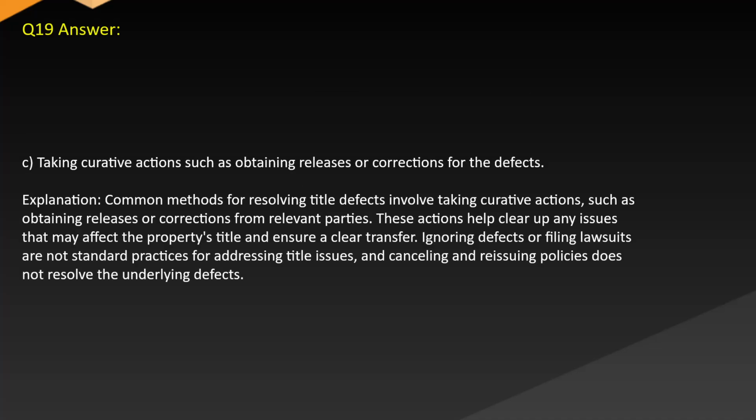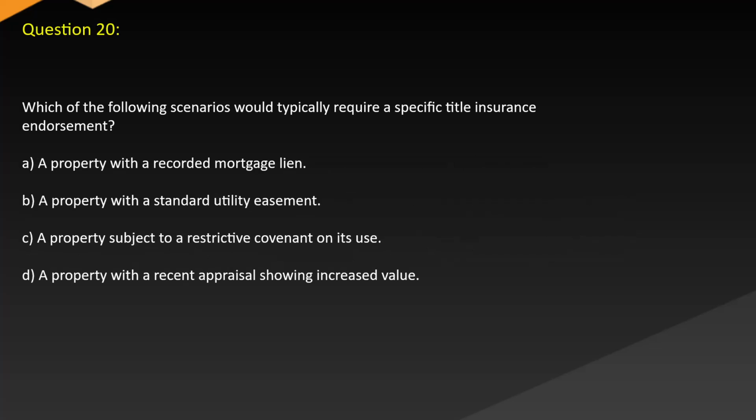Answer: C. Taking curative actions such as obtaining releases or corrections for the defects. Explanation: common methods for resolving title defects involve taking curative actions, such as obtaining releases or corrections from relevant parties. These actions help clear up any issues that may affect the property's title and ensure a clear transfer. Ignoring defects or filing lawsuits are not standard practices for addressing title issues, and canceling and reissuing policies does not resolve the underlying defects.